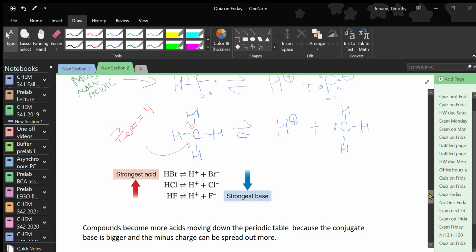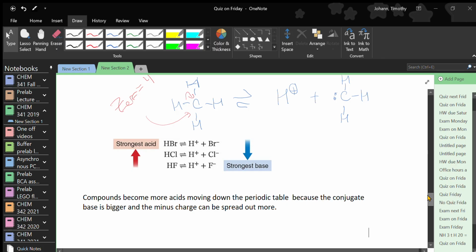But it's just its ability to hold on, right? What's making something acidic is if it loses its hydrogen, like into the solution, right? Am I thinking about that in the correct way?